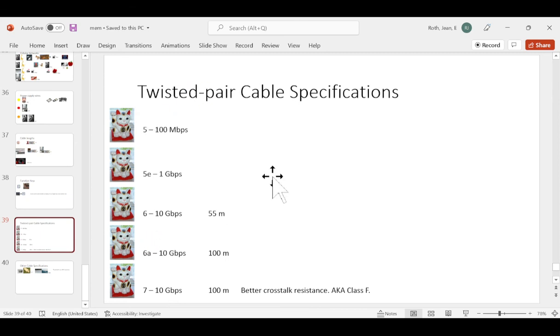And get to this slide with the cats for twisted pair cable specifications. So, Cat5 is 100 megabits per second, Cat5e is 1 gigabit per second, Cat6 is 10 gigabits per second, and that can go about 55 meters. Cat6a can go 10 gigabits per second and stretch 100 meters, and Cat7 can go 10 gigabits per second and 100 meters, and it offers better crosstalk resistance, and it's also known as Class F.